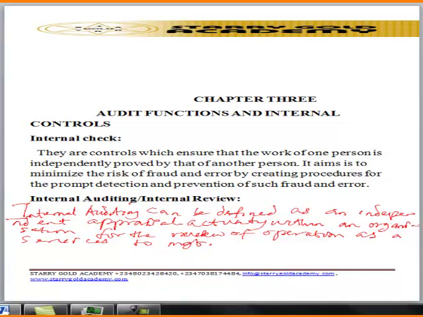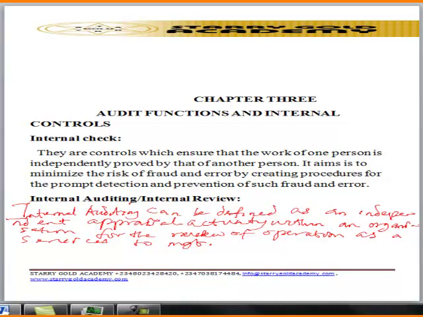Establishment of internal auditing. Internal audit involves a periodical review of the accounting and internal control system as well as the result of operation in order to, one, report on the efficiency and effectiveness of the internal control and accounting system and to suggest improvement where necessary. Two, to report on results of operation, variation from plans and the reasons thereof.